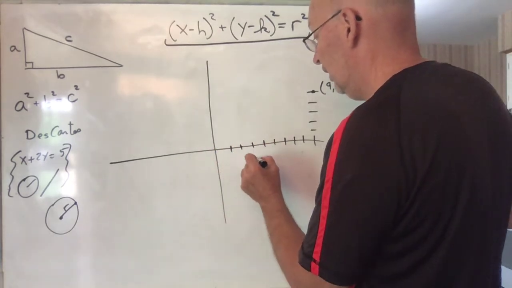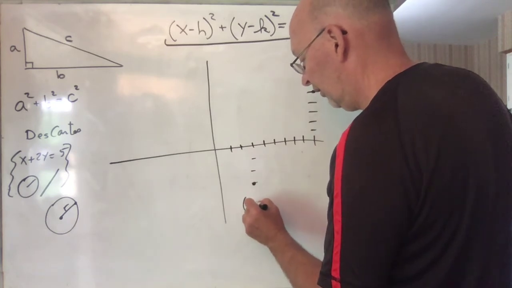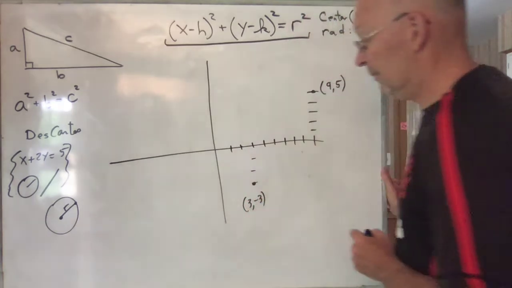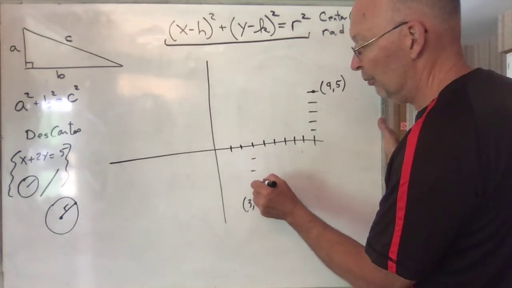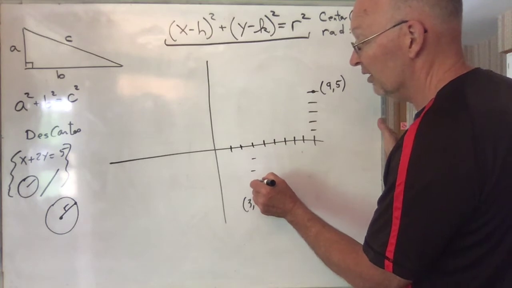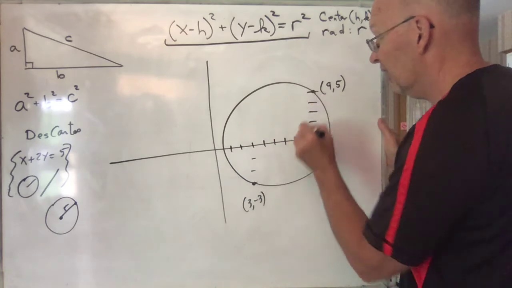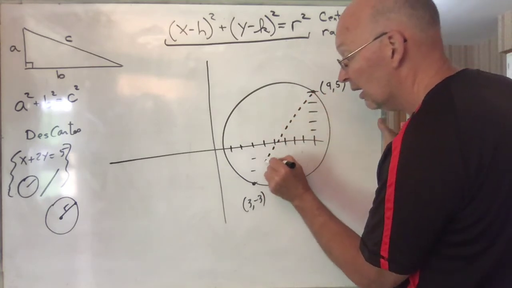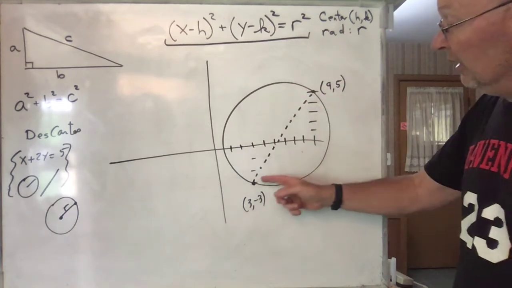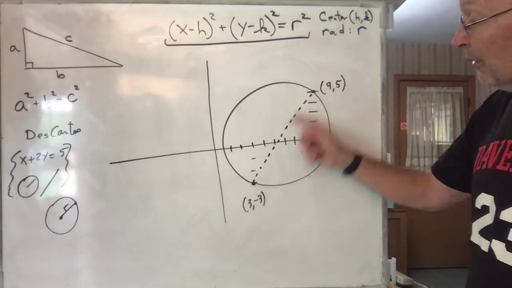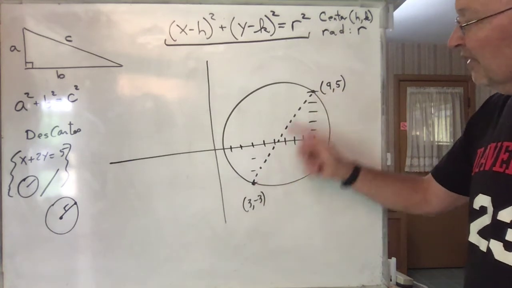1, 2, 3. Negative 3 in this direction, right there. So there's the point (3, -3). And when I say the circle goes through those 2 points, I mean not only does it go through them, but those 2 points are the opposite sides of a diameter. You have a diameter that goes straight through the circle, and those 2 points are on the two opposite ends of that diameter.